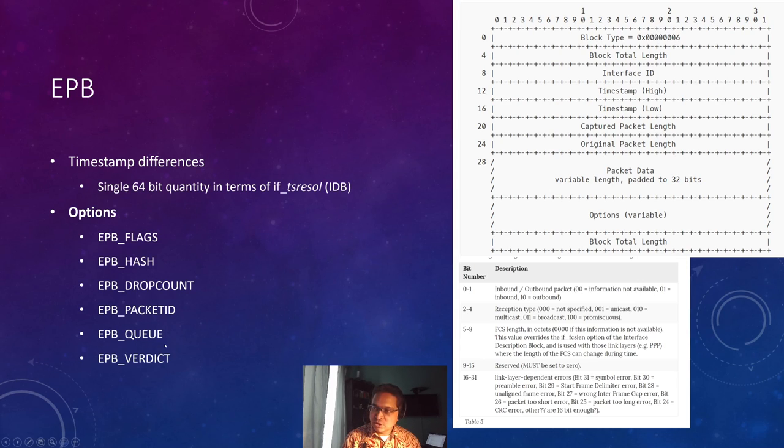And then there is the queue, which queue on which interface you actually caught this packet, and a verdict, whether this packet was supposed to be passed by the filter, dropped by the filter, etc. What was supposed to be the verdict on this packet in terms of what Linux or the OS was going to do with it. So all these capabilities exist in the EPB.